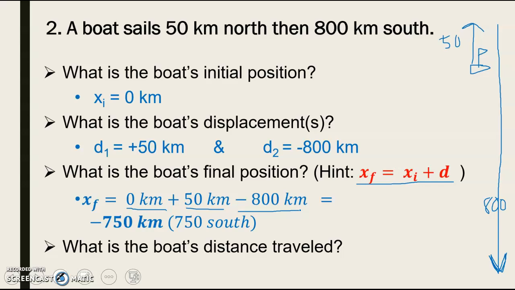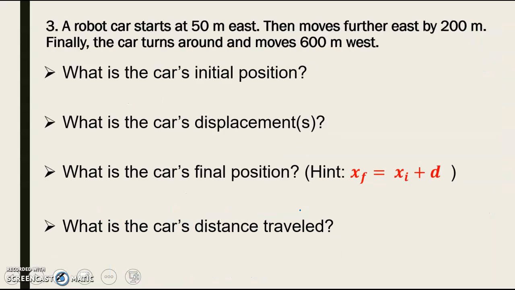Now, what is the boat's distance traveled? The distance traveled would mean that you add everything up. It travels 50 kilometers one way, 800 the next way. So the total distance of this boat's journey would be 850 kilometers.